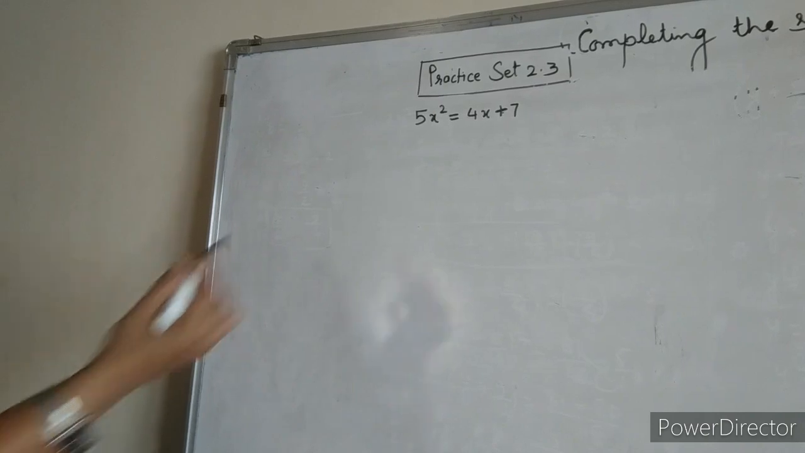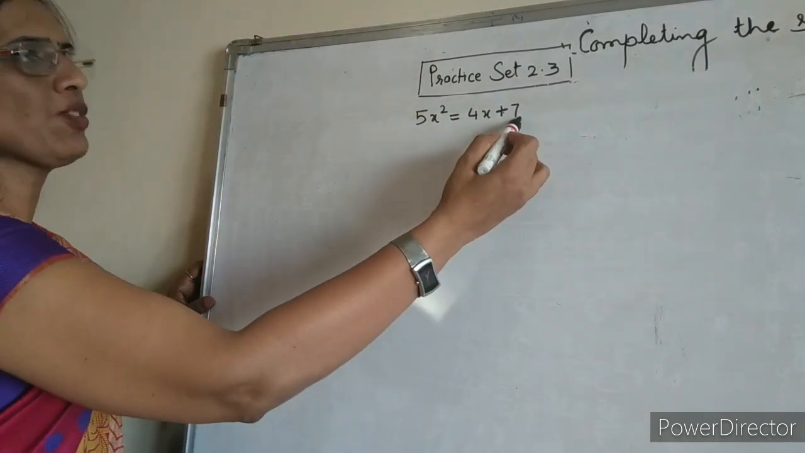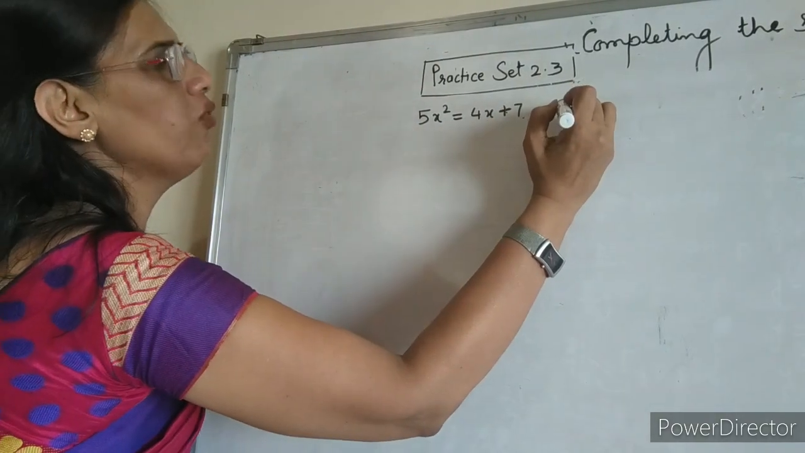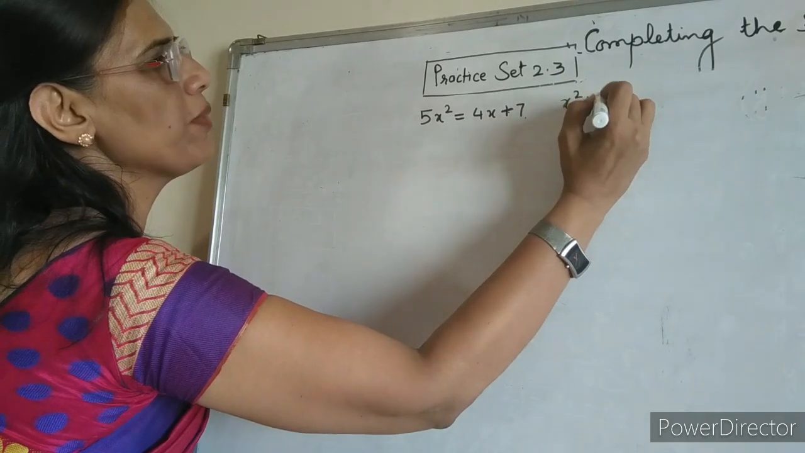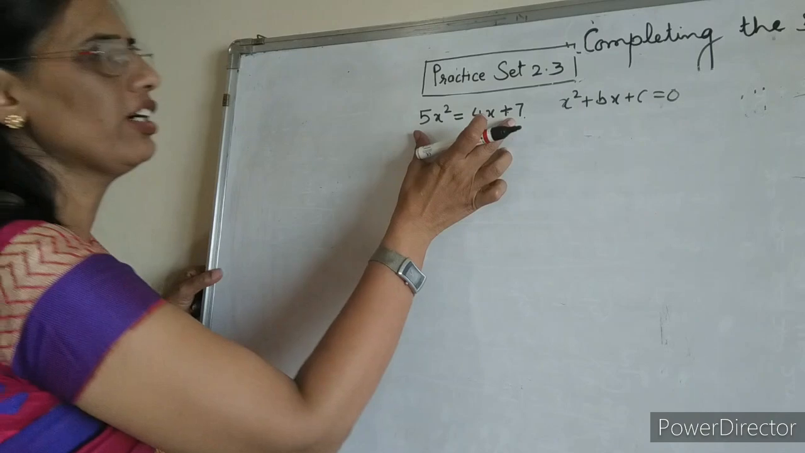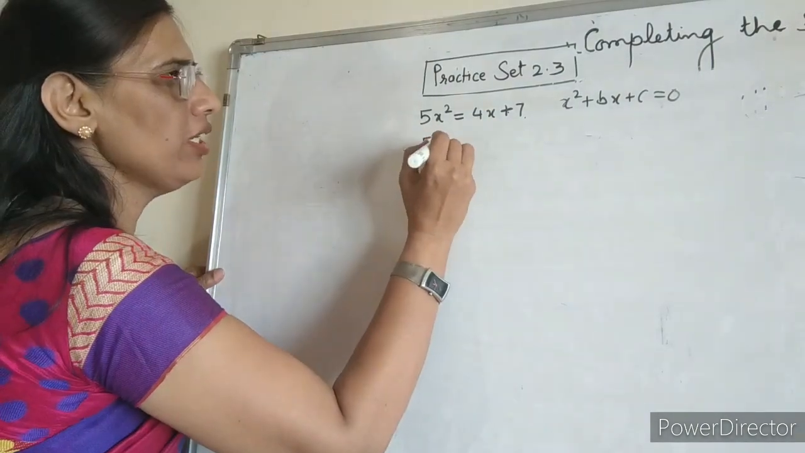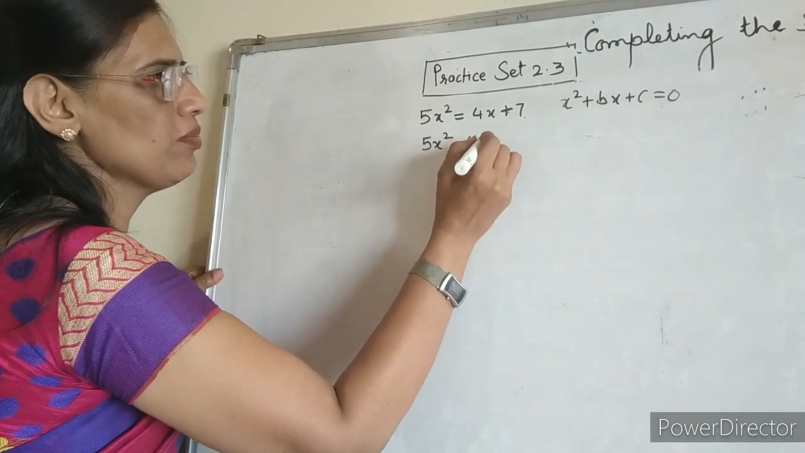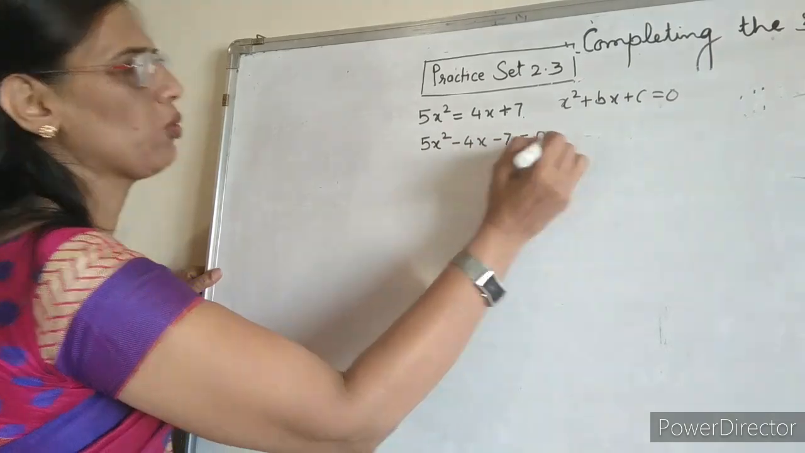See next example, 5x square is equal to 4x plus 7. Here our standard form is x square plus bx plus c equals 0, and therefore we will write this equation in standard form. We get 5x square minus 4x minus 7 is equal to 0.